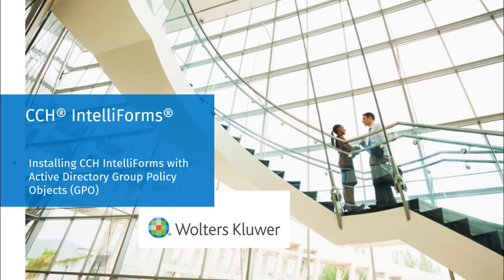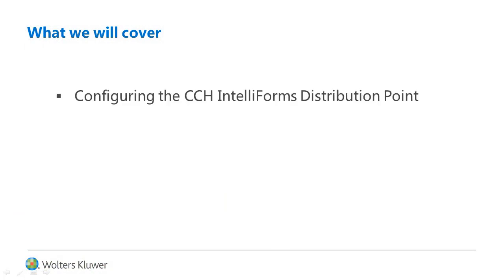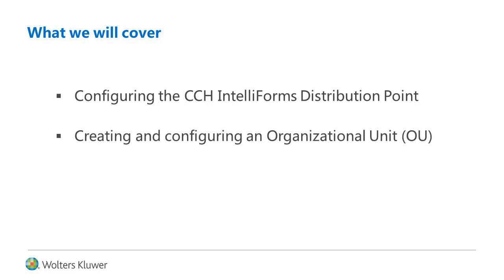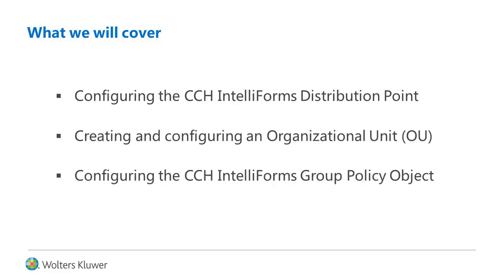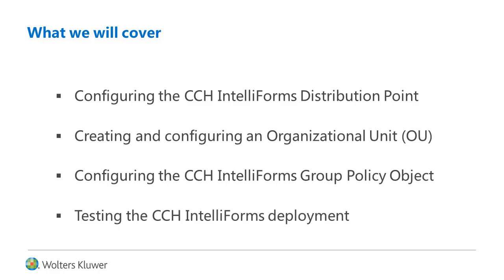Also, the location of the Active Directory and GPO consoles may differ from the screenshots, depending on the Windows Server version you are using. As a rule, these consoles are usually located under Administrative Tools. Now let's get started. The topics covered in this video are configuring the CCH IntelliForms distribution point, creating and configuring an organizational unit, or OU, configuring the CCH IntelliForms Group Policy Object, and testing the CCH IntelliForms deployment.